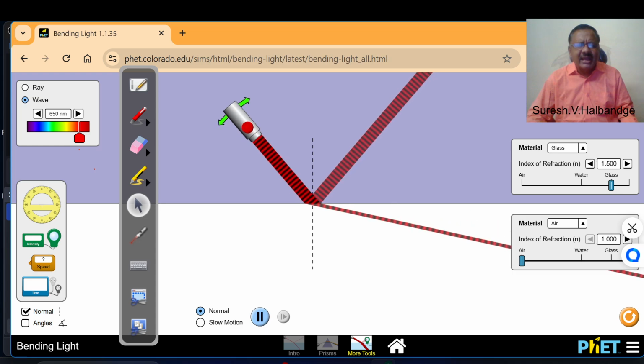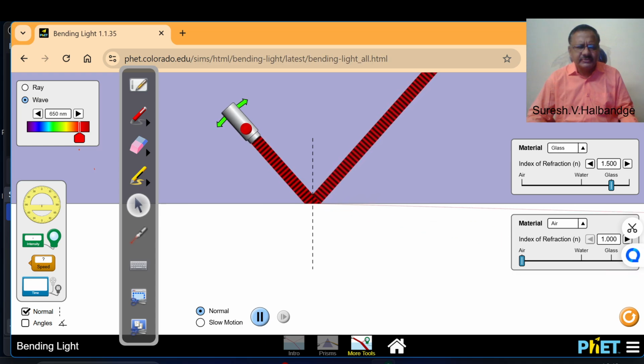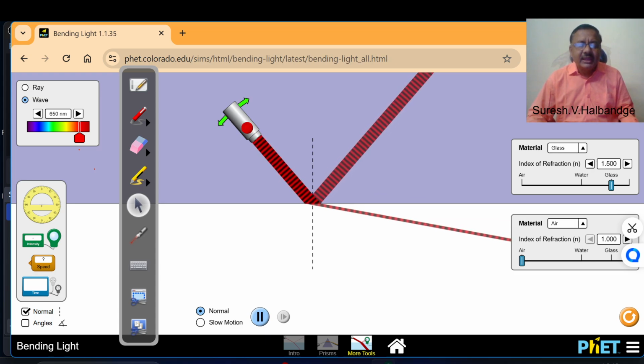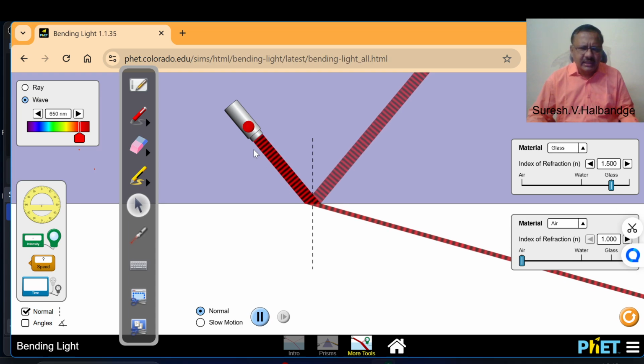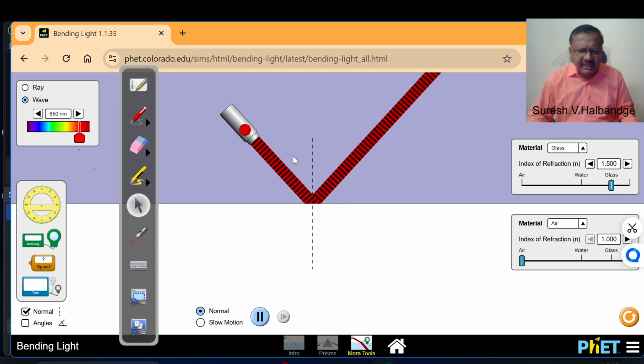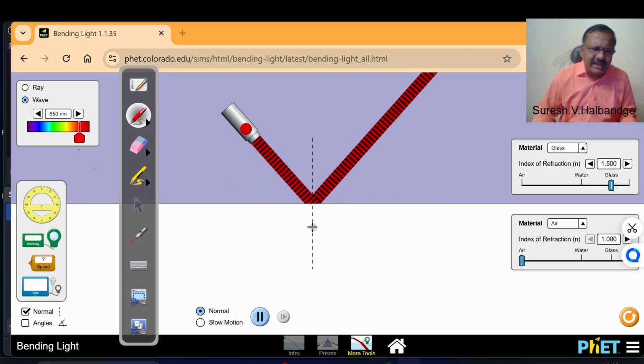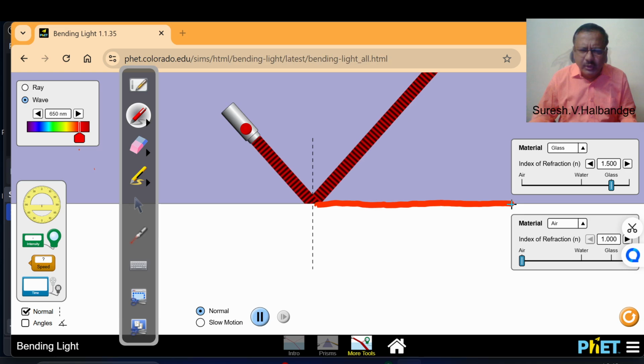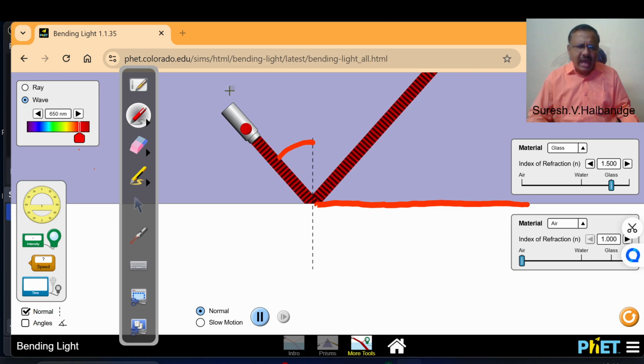At a certain angle of incidence, the ray grazes on the surface. Now if I tilt it, this ray will graze along this surface. At a certain angle, the refracted ray will graze along the surface, and that angle of incidence is called the critical angle.